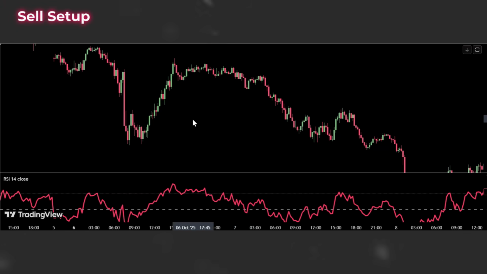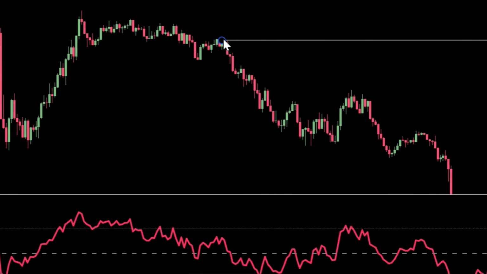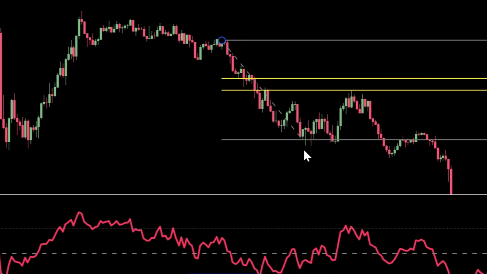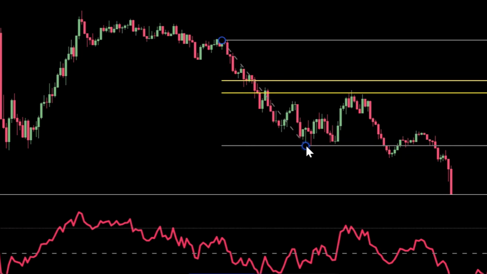Sell setup. Now let's see a real scalp sell trade. Click on the swing high, the highest point before the recent move down, and drag it to the swing low, the lowest point of the move. Focus on the golden zones, 0.5 and 0.618 levels. Now just wait for the price to pull back into one of these levels.